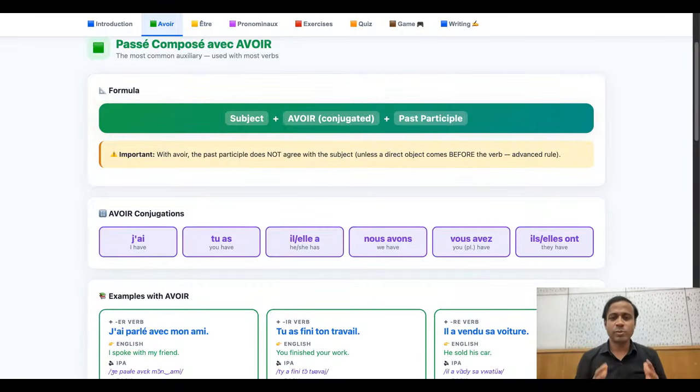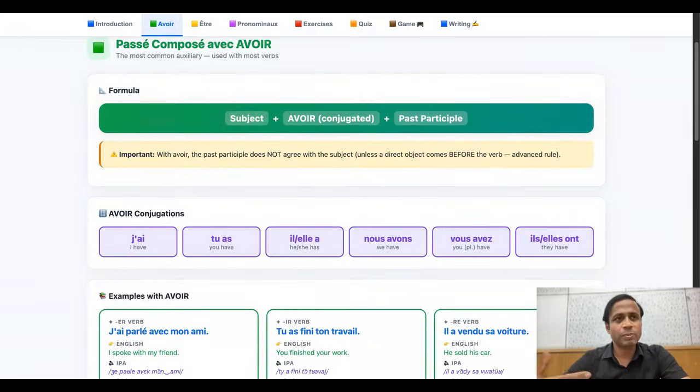So, passé composé, my dear students, let me just give you a quick revision. So, passé composé is a French tense. I mean, it's a very important tense of French grammar. So, how and when you have to use it basically. So, an action that has completed. So, passé composé is used for a complete action.